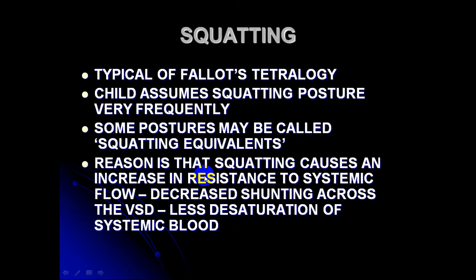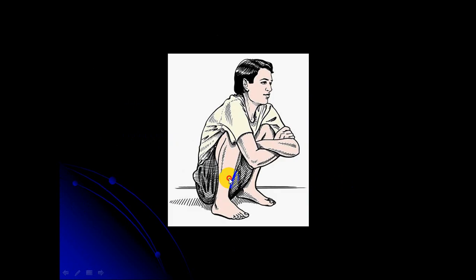What about squatting? It is typical of tetralogy of Fallot, but can be seen in other congenital heart disease, though it's atypical. The child assumes a squatting posture very frequently, even several times a day. Some postures may be called squatting equivalents. The reason is that squatting causes an increase in peripheral systemic resistance to systemic flow, so decreased shunting across the VSD, less desaturation of systemic blood flow, and less cyanosis.